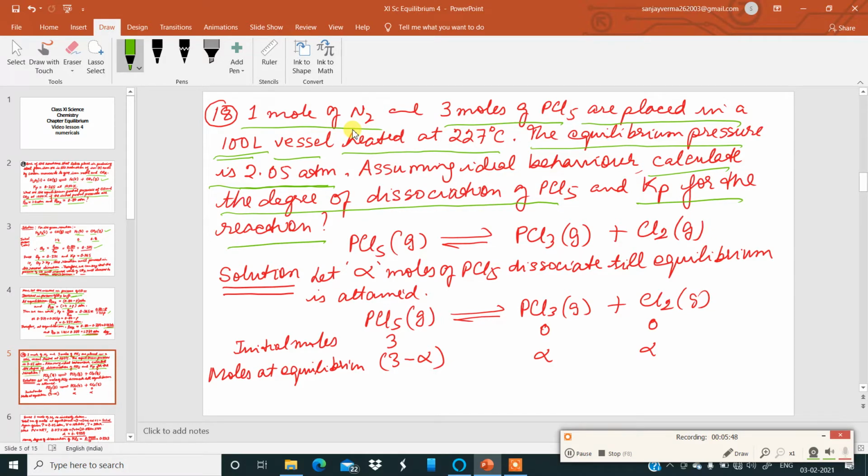So to solve this, the reaction is given over here. Solution part. Let alpha moles of PCl5 dissociate till equilibrium is attained. Okay. Let alpha be the degree of dissociation.